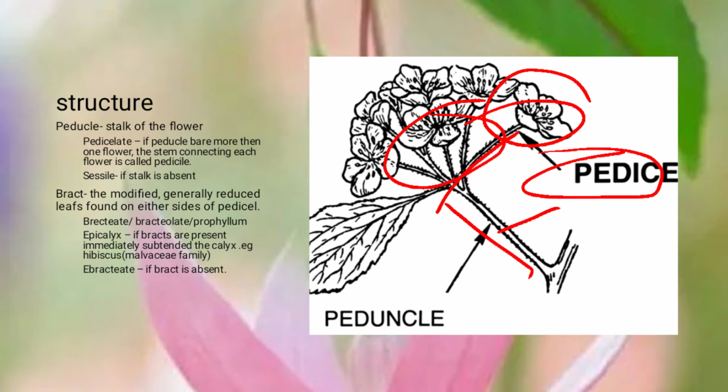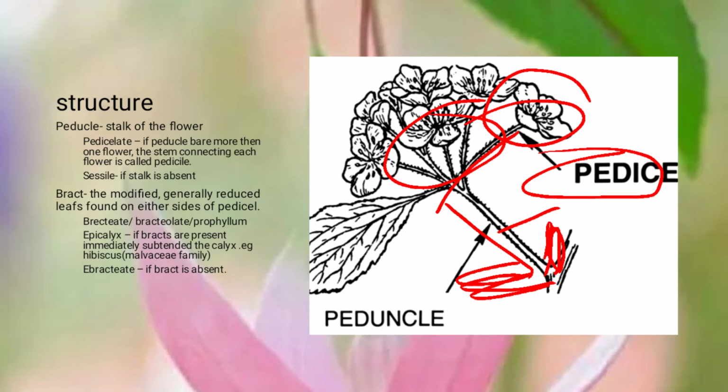They are directly attached to the shoot or the branch, so then they are called sessile flowers. On either side of the pedicels, in some plants, you can see small leaf-like structures which are reduced and modified. Sometimes they might be thorny in structure.